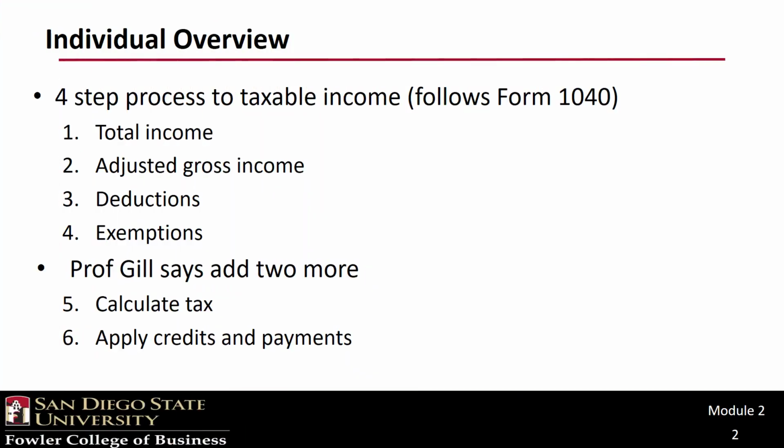In this video, we're going to march through the federal income tax return for individuals and get a sense of how income taxes are calculated and reported. Your book describes the individual income tax computation as a four-step process: total income, then adjusted gross income, deductions and exemptions. I'm going to add two additional steps because, well, we're overachievers. We're going to also calculate tax and then apply credits and payments.